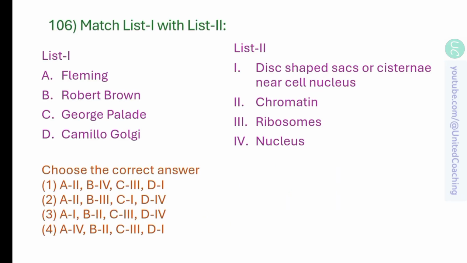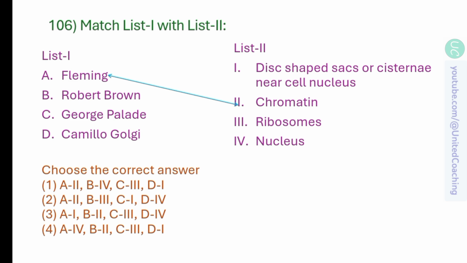So our next question is the match the following question, and in this one in list 1, the very first option is Fleming. This is Walter Fleming, and not the Fleming from physics with the left hand rule. This is a different Fleming, Walter Fleming, and he discovered a thread like substance in the nucleus that he called chromatin, which is a combination of DNA and proteins.